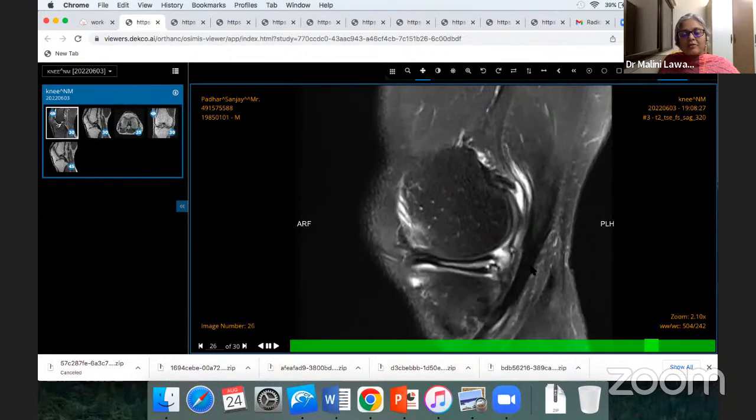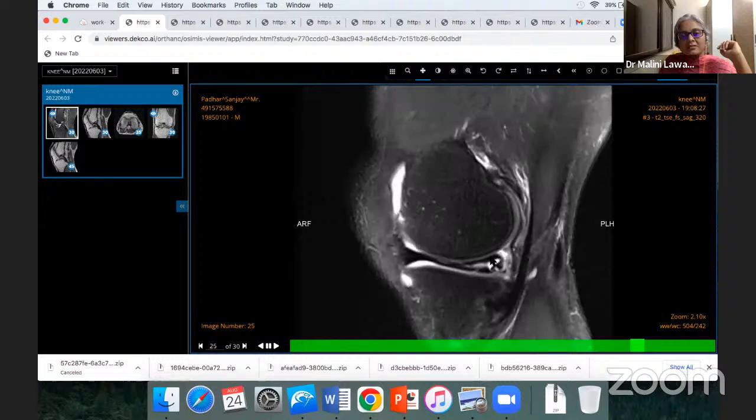We always start by looking at the sagittal T2 fat sat images, because that shows us the marrow edema and gives us a clue as to what is happening. Is this trauma? Is there degenerative osteoarthrosis? It also helps us look at the menisci and ligaments.